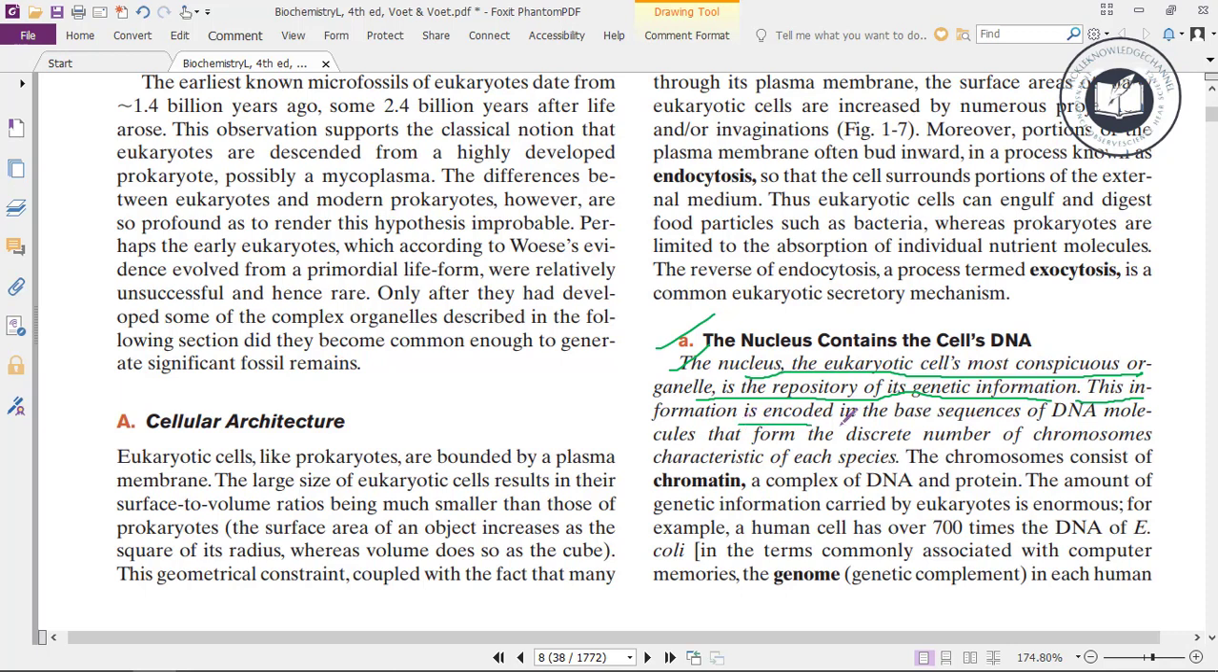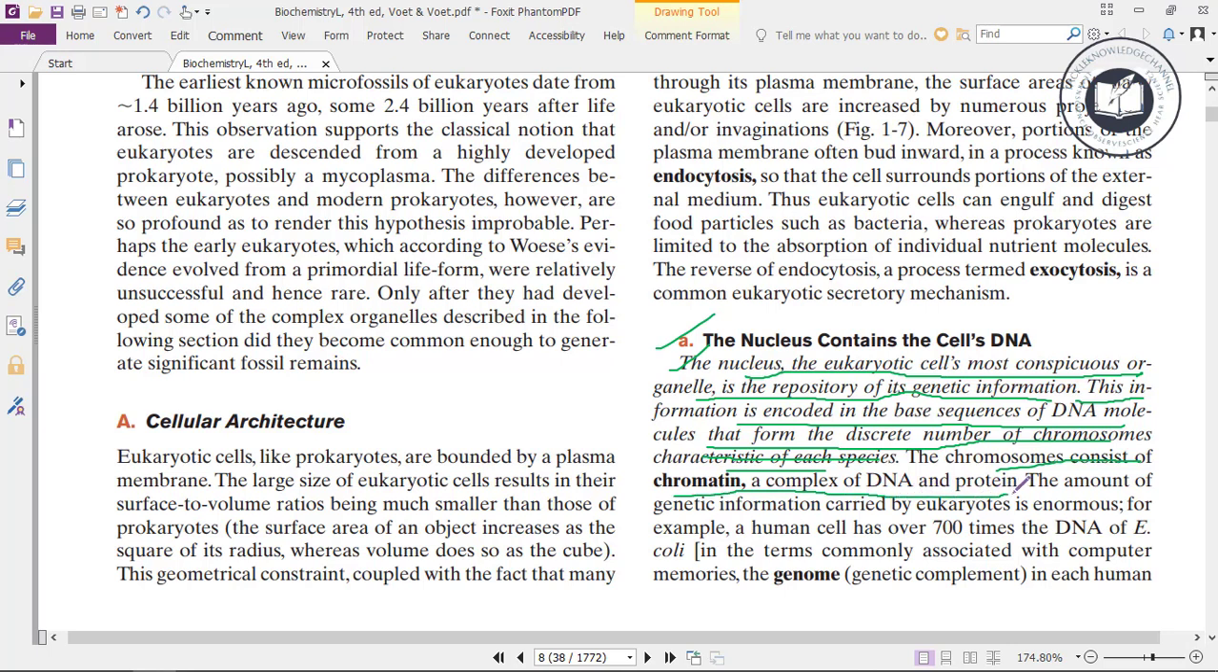Okay, this information is encoded in the base sequence of DNA molecules that form the discrete number of chromosomes characteristic of each species. So the information which is encoded in the base sequence of DNA molecules is going to form a discrete number of chromosomes, where the species is characterized. The chromosomes consist of chromatin, a complex of DNA and protein.